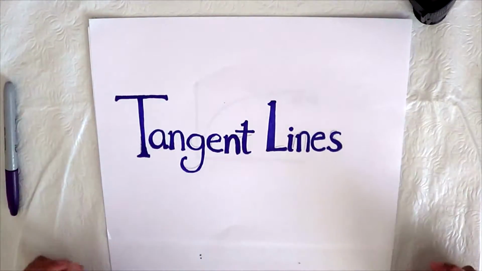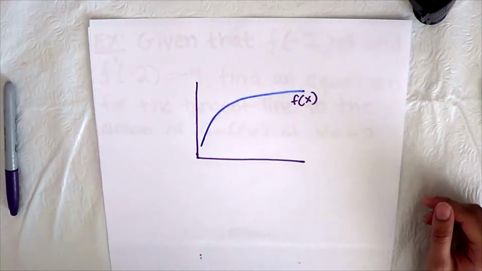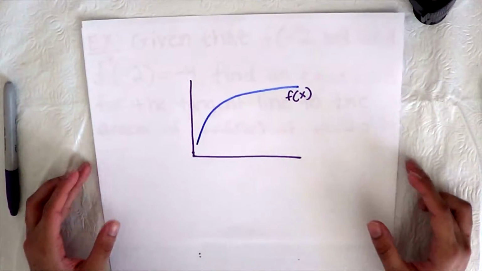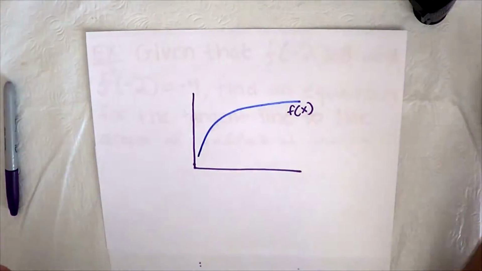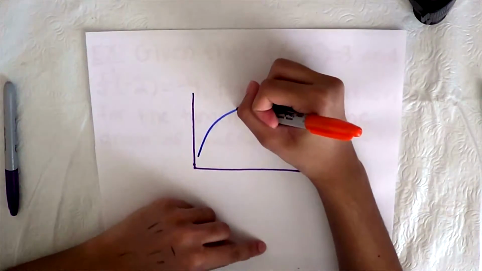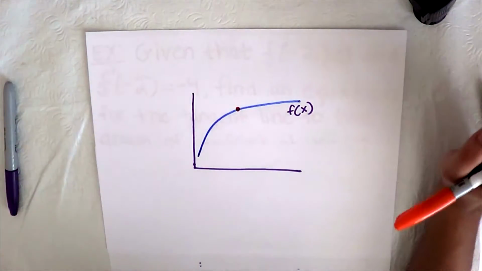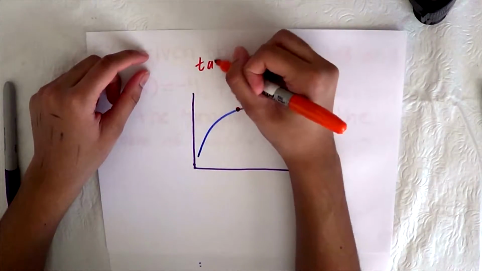Hey guys, so today we'll be talking about tangent lines. So let's start off by looking at this graph that I've drawn right here. Let's say I asked to find the slope of this curve at, let's say, this point. How would we find that? So in calculus, we like to use something called a tangent line.